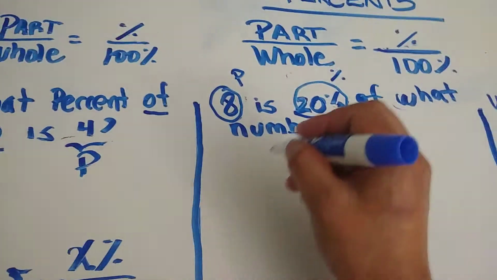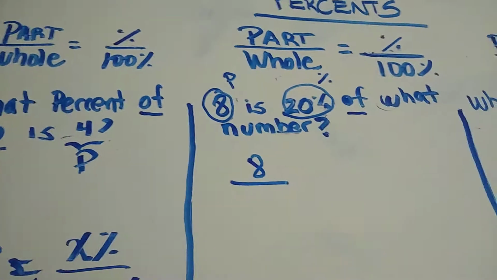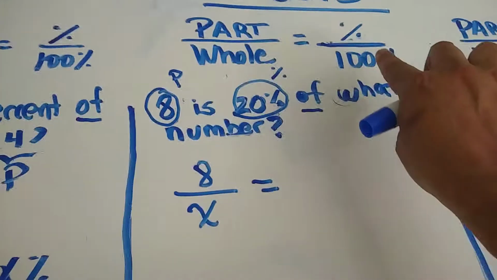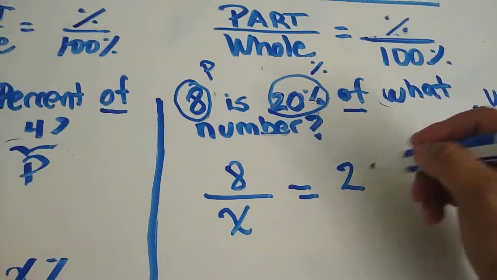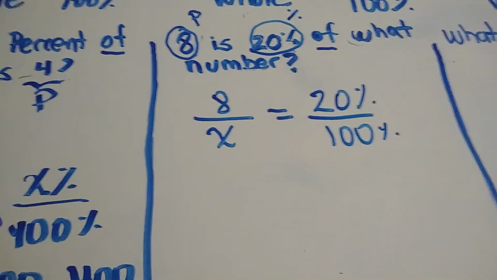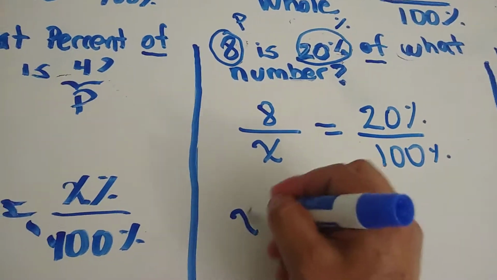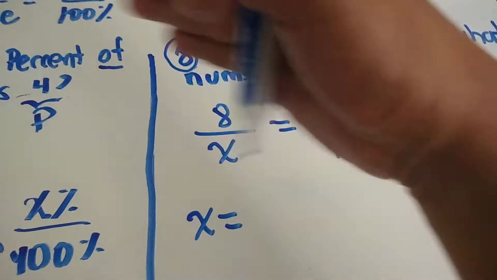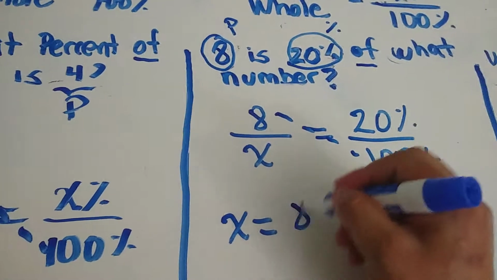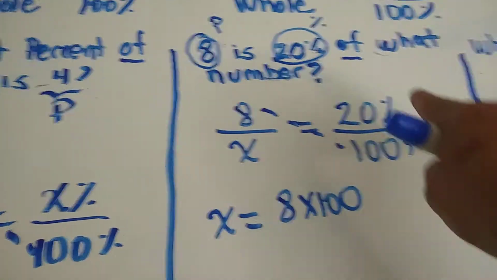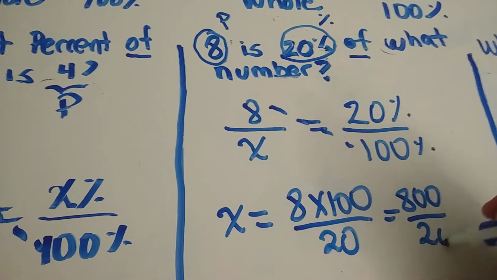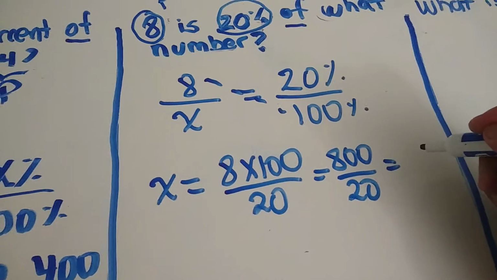So let's put the numbers here. The part is 8. The whole is the unknown, so I'm going to put X here, equals the percent that is given, which is 20%, over 100. All right? So now we can just follow the same rule. Multiply the diagonal that has numbers. In this particular case it's 8 times 100 over the number that is alone, which is 20. So it's 800 over 20 equals what? How much is that? 40.